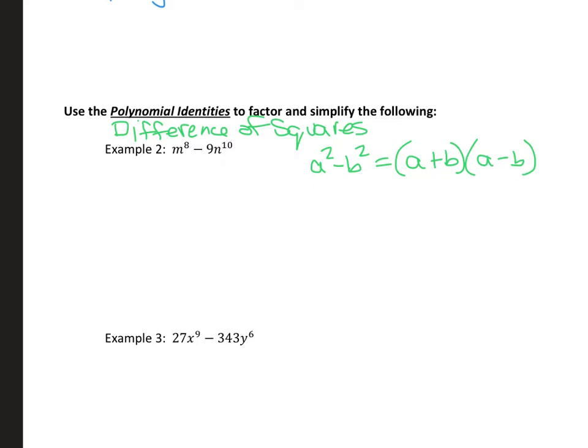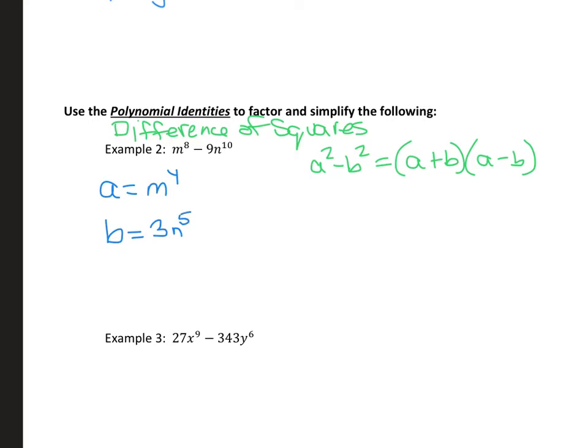So what are our values, our expressions for a and b? So here we have a perfect square, m to the 8th power. What's going to multiply itself 2 times to get m to the 8th is going to be m to the 4th. And for our b, we've got 9n to the 10th power. From a coefficient perspective, 3 times 3 is going to give us our 9, or 3 squared. And from the algebraic expression point of view, n to the 5th power times n to the 5th power is going to give us n to the 10th power.